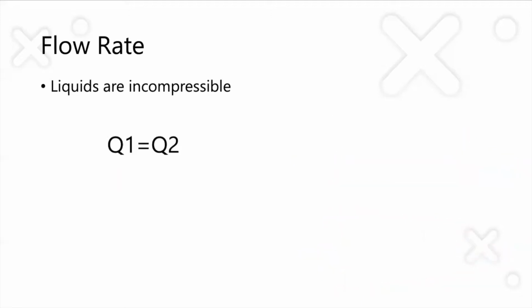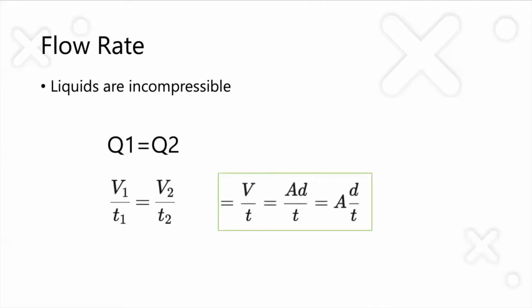This formula can also be continued. We can first substitute Q with the volume divided by the time. And the volume can be replaced by the area multiplied by the diameter or the width of fluid. And this results in the area multiplied by the speed of the fluid, since the speed is defined by the diameter divided by the time.